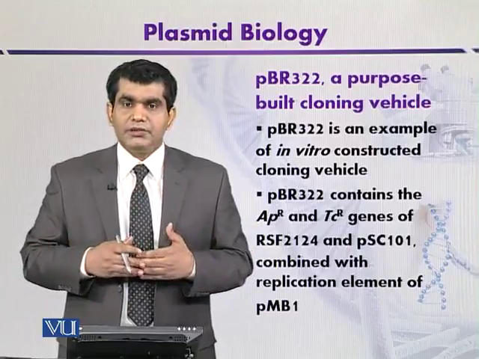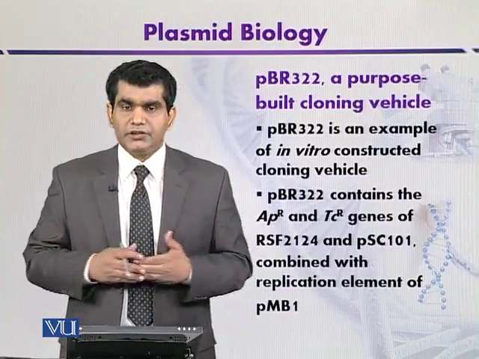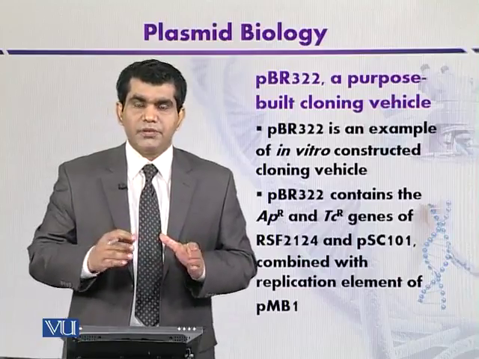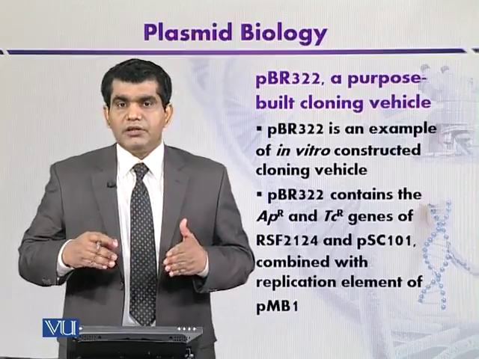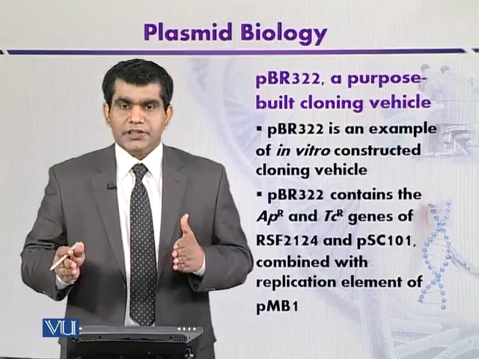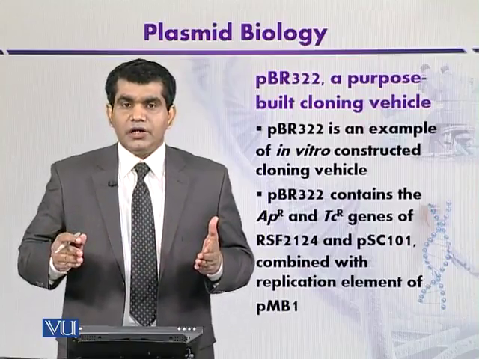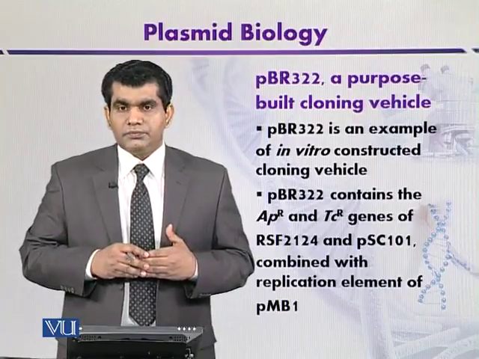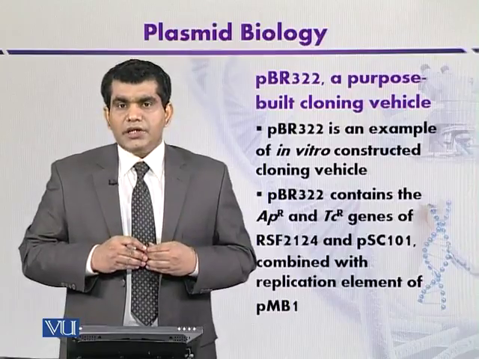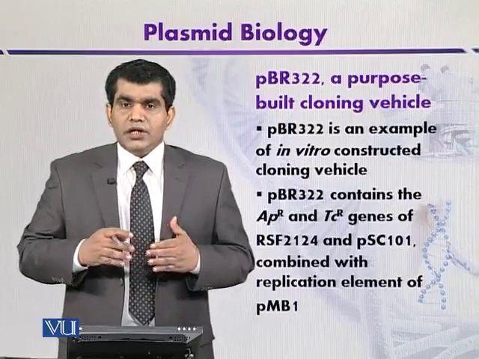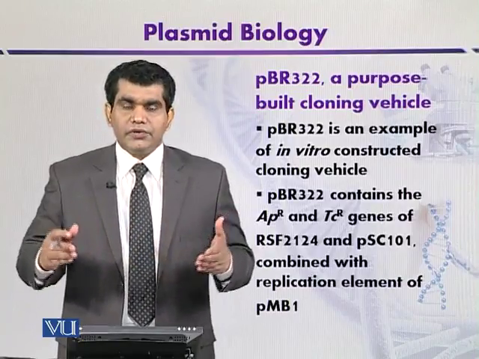One example is pBR322. It is an in vitro constructed cloning vector, produced by using different fragments from other plasmids. For example, its tetracycline resistance gene is from a natural plasmid pSC101, its ampicillin resistance is from RSF2124, and its origin of replication is from another plasmid having the properties of ColE1, and it is pMB1. So it is a chimeric molecule that contains different selectable markers and origin of replication from different sources.